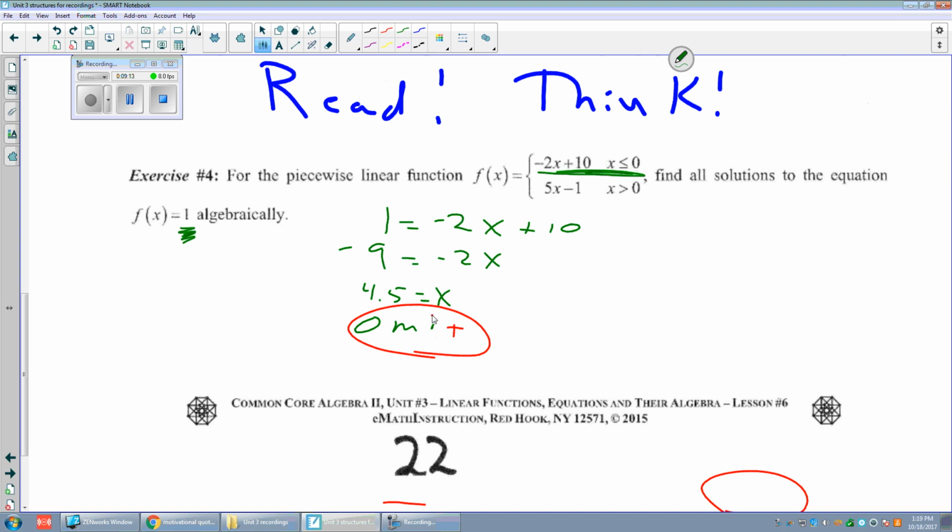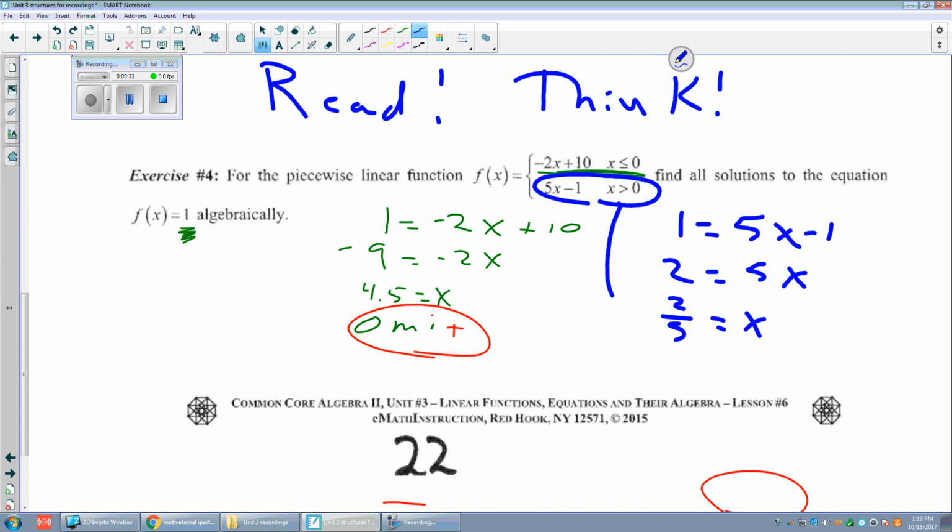So now I'm going to do the other one in blue. 1 equals 5x minus 1. Add 1 to both sides. 2 equals 5x. Divide by 5. 2/5 equals x. It works because 2/5 is greater than 0. So it is in the domain.